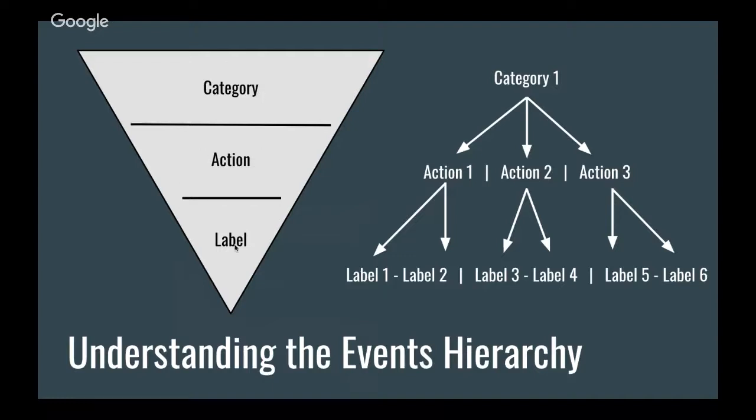And then as you get completely down to label, that's where you want your descriptor to be most granular. So if you had a category of click, an action of button click, then the label might be purchase button or application submission or contact us or something like that. So you can see that the granularity gets further and further as we go down the funnel of category, action, and label. And on the right here, we've got a display of how you might have one category with 3 different actions, and in those actions, you might have multiple labels for each one.